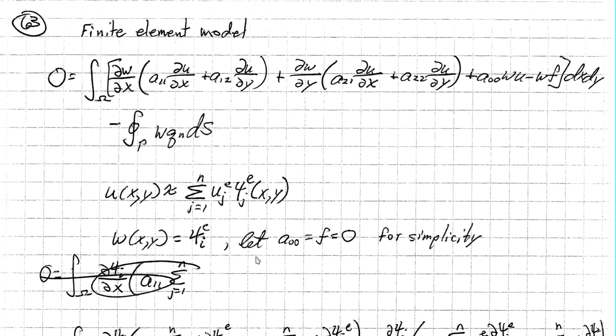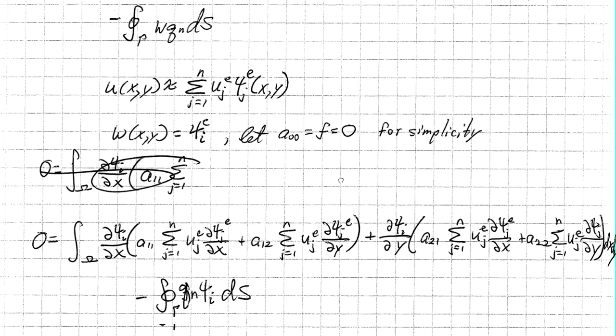And for simplicity, we're going to let a naught and f be 0. These terms just tag along. So there are cases, we'll most likely give some examples later, where that's not 0. But the more challenging part is getting these terms into the finite element problem.